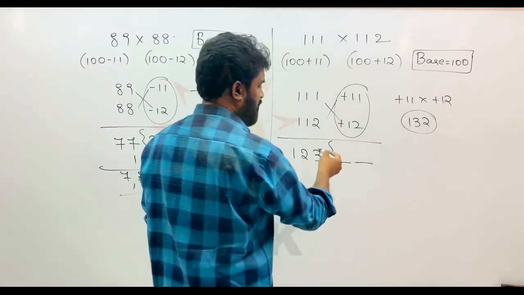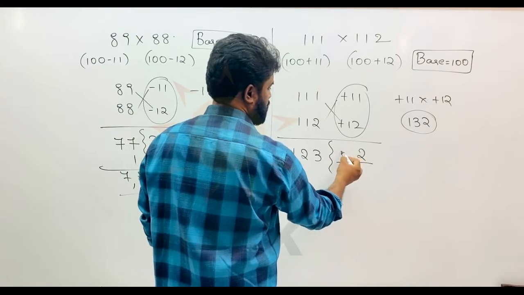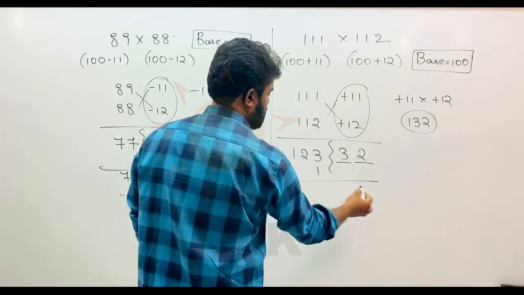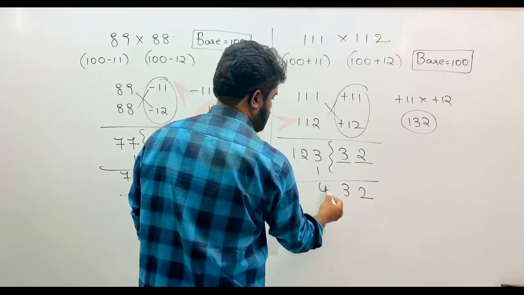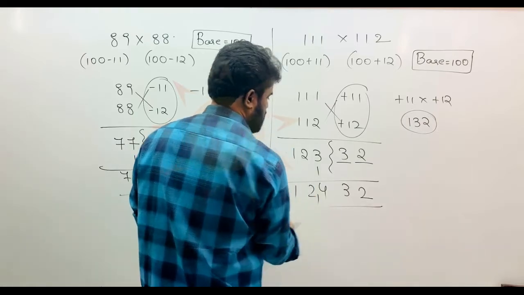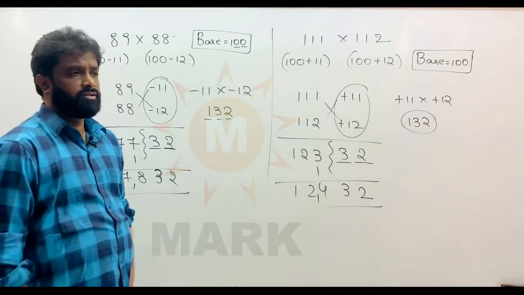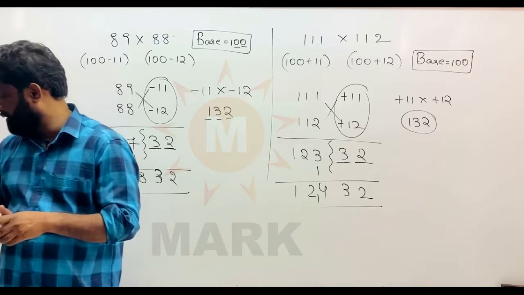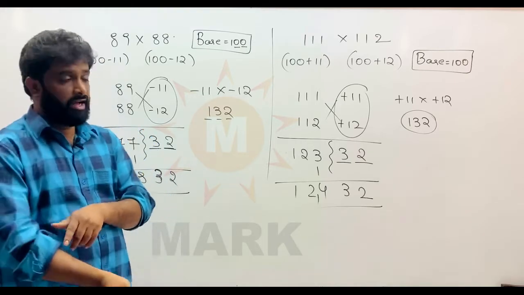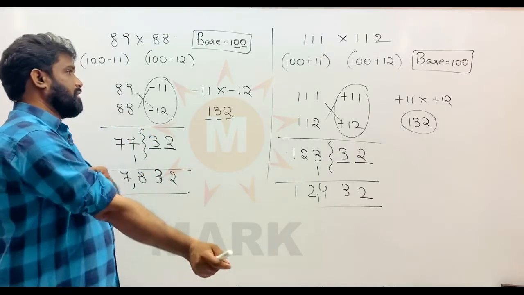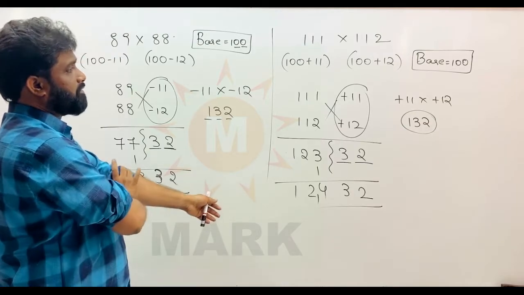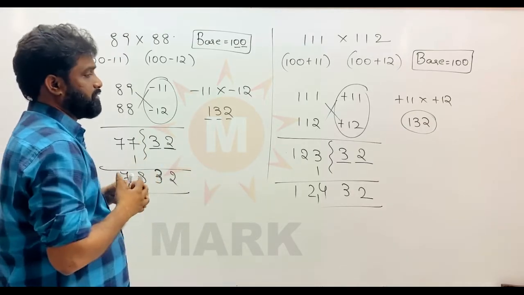Again we are getting 132. So obviously we cannot write 132 in these two places. 2 here, 3 here, and 1 carry forward. This is 2, this is 3, this is 4, this is 2, this is 12,432. So 12,432 is the answer for this question. Now if carry forwards are coming, this is the way you have to do it.